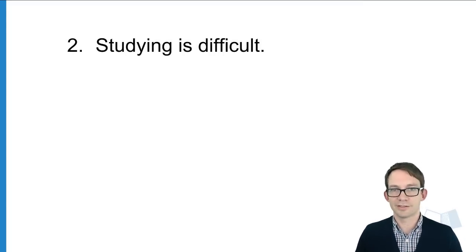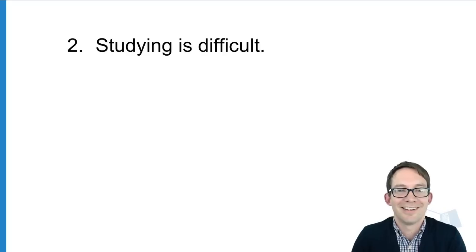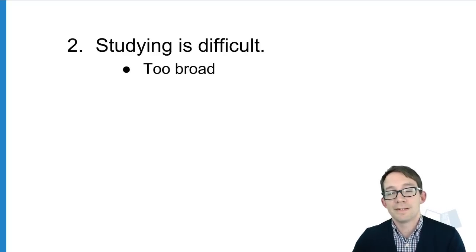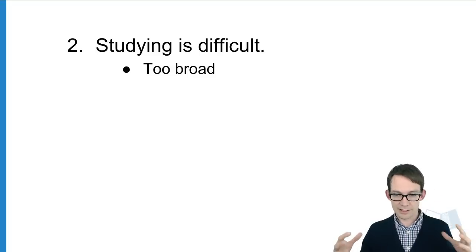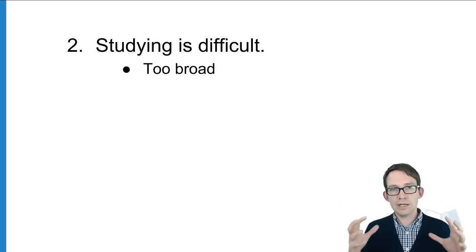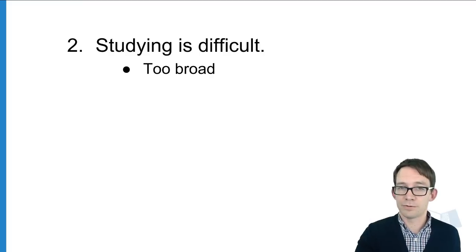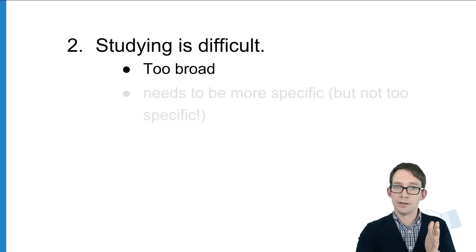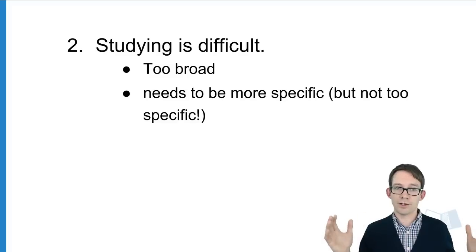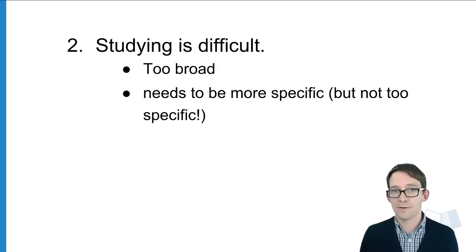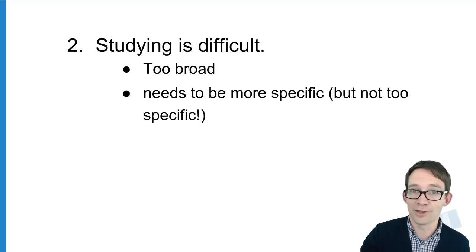Studying is difficult. All right, now some of you may agree with this sentence, but again, this is not a great topic sentence either, and this is a mistake for the opposite reason as the first one. In this case, the sentence is too broad. Now, what I mean by that is that it's too big of an idea to really be dealt with in a single paragraph. It's not specific enough. So a good topic sentence has to be somewhere between being too narrow and too broad. You want it to be specific, but not too specific that it's a fact. So it's a very delicate kind of balance that you have to hit there with a good topic sentence.